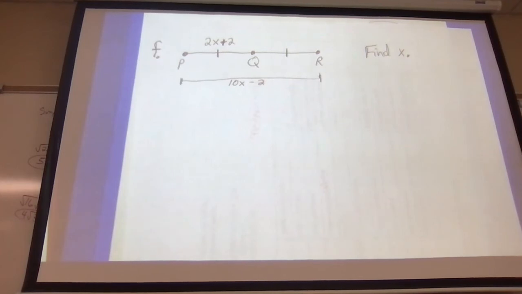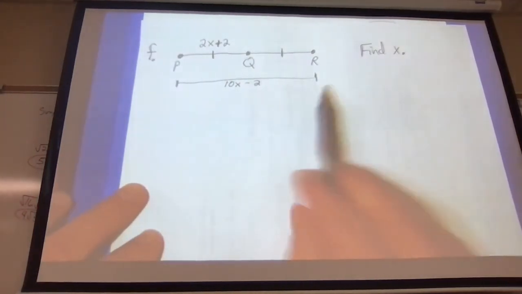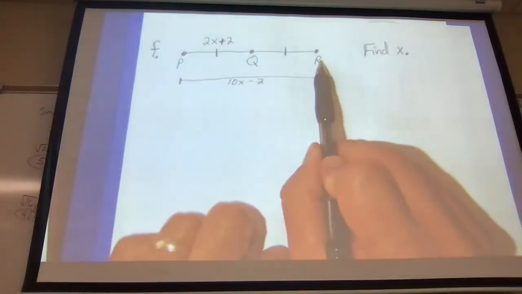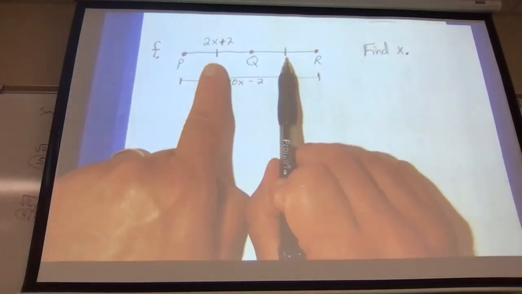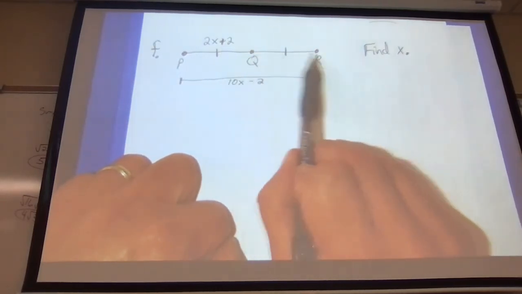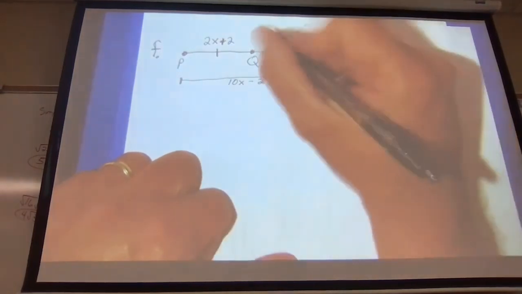All right, now, this is going to look very similar to what you did yesterday. When you had a point in between, you could add the two little ones together to get the big one. The only thing we need to do is figure out what this missing part is right here, QR. But these little congruence marks are going to clue me in. If PQ is 2x plus 2, and QR is congruent to it, what would QR have to be? 2x plus 2.